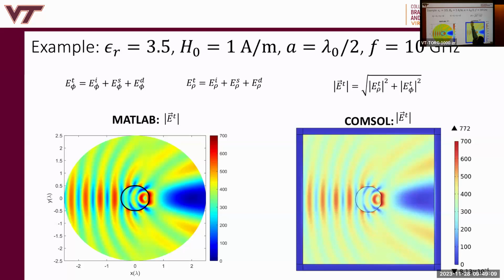And what I'm plotting here is the magnitude of the total electric field vector, which is the square root of E rho squared plus E phi squared, the total fields, right? So I plotted that here, and we get this plot. Here, I ran the same simulation in COMSOL Multiphysics, and we get the same expression, right?